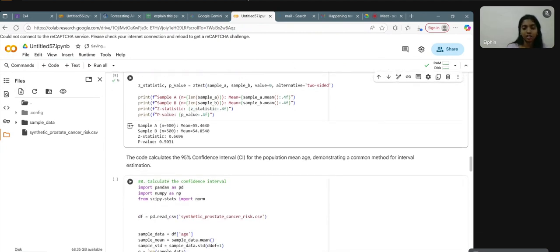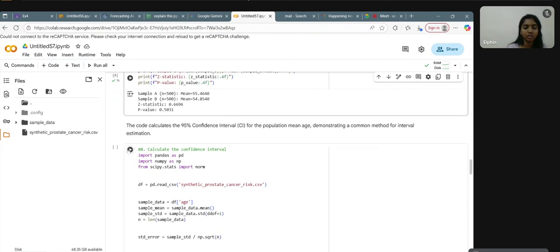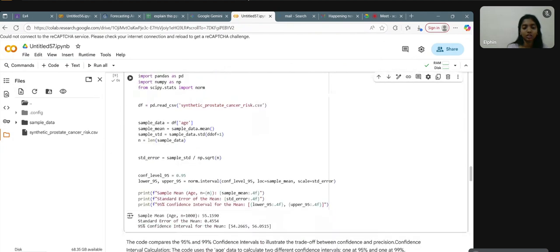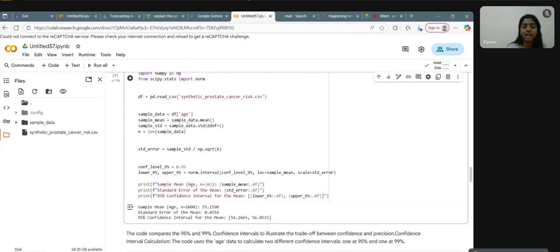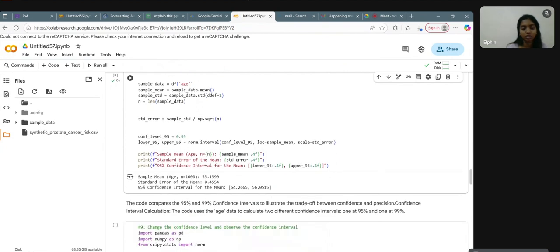Calculate the confidence interval. The code calculates a 90% confidence interval for the population mean age, demonstrating a common method for interval estimation. See here, sample mean and standard error of the mean, and the 90% confidence interval of the mean. This is our answer to this question.